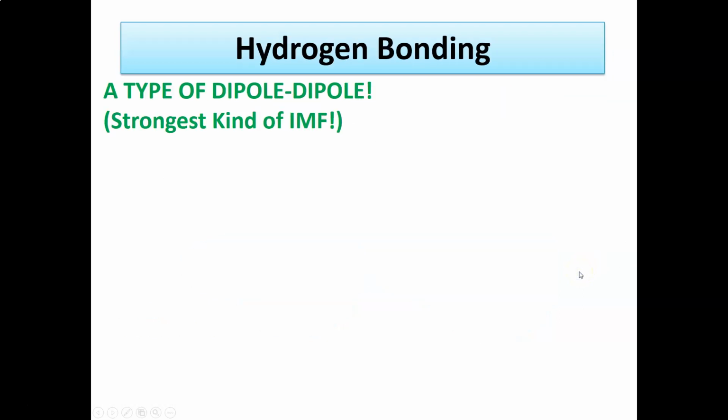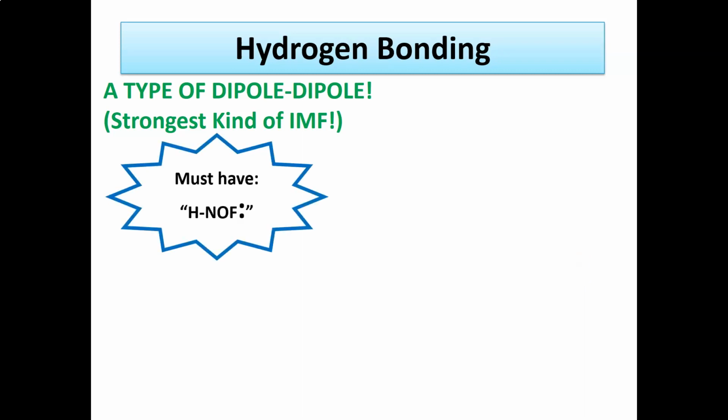Next is hydrogen bonding. Hydrogen bonding is actually a type of dipole-dipole. All it is is a very strong dipole-dipole. But it's so strong and it's so important to biological functions that they give it a special name and they treat it as if it's its own category, even though it is just a dipole-dipole. So we say that a hydrogen bond has to have H-NOF lone pair. Okay, kind of a funny little phrase. I'll say it again, H-NOF lone pair.